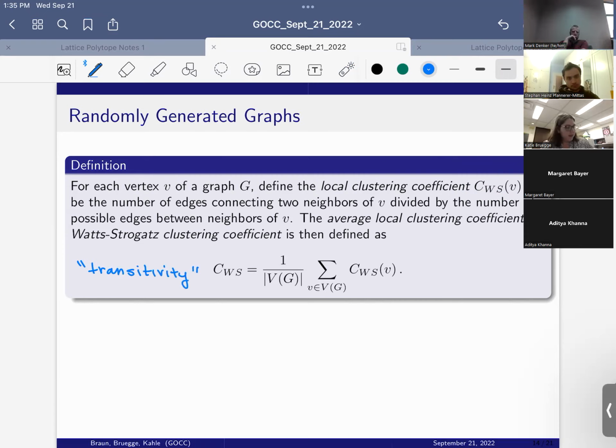Right. And it's not too difficult to see how people studying social networks would be interested in this. How likely are two of my friends to also be friends with each other? This type of thing. So we wanted to look at this metric with graphs generated by some different models.